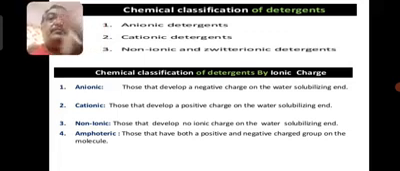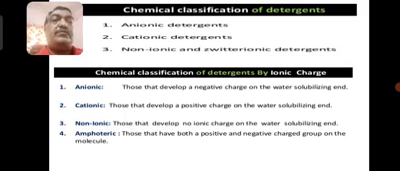As already I have told you, the classification of detergents. Detergents have a general formula R-O-SO2-O minus Na plus. That is the general formula. These detergents can be classified into 3 or 4 types. One is anionic, second is cationic, and third is non-ionic, and the zwitterionic type. As the name itself indicates, anionic means there must be a negative charge, cationic means there must be a positive charge, non-ionic means there is no charge on the detergent.